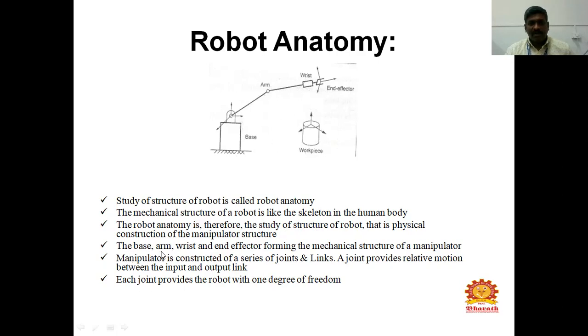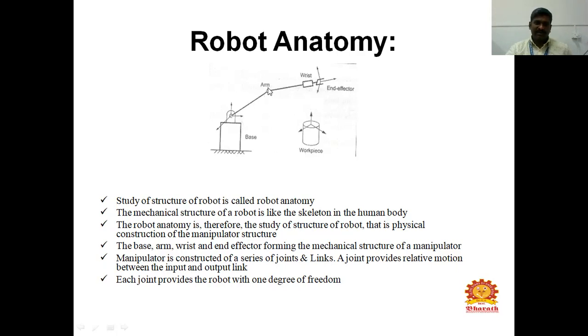The base, arm, wrist, and the end effector form the mechanical structure of the manipulator. This is called the manipulator. The manipulator is constructed of a series of joints and links. The joint provides relative motion between the input and the output links. Here the joint is there, here the link is there, connected with the joint. This gives the relative motion of the robot.